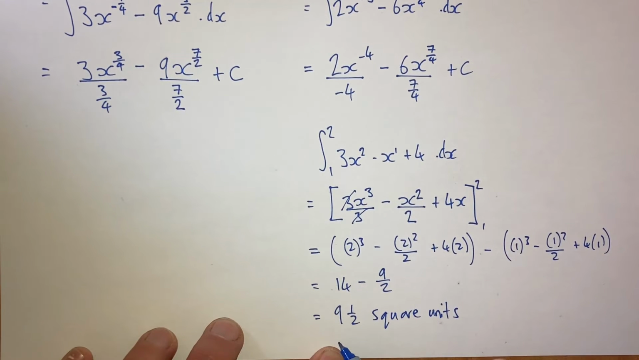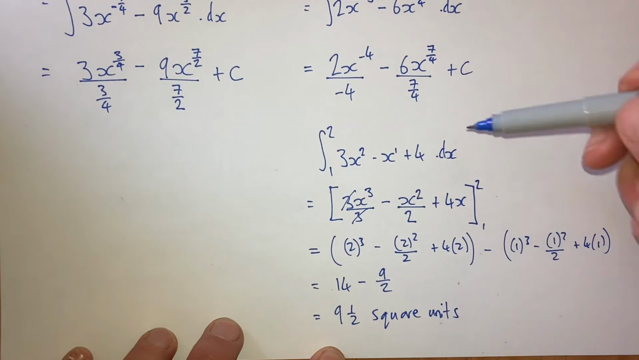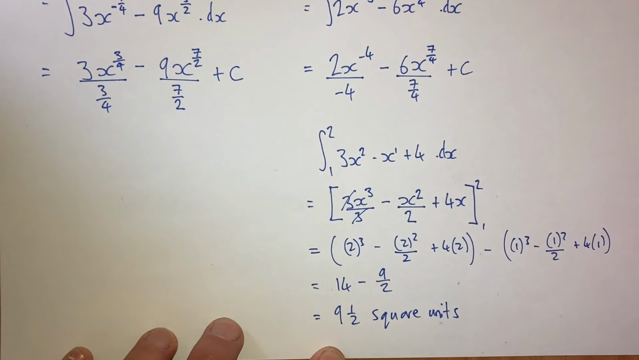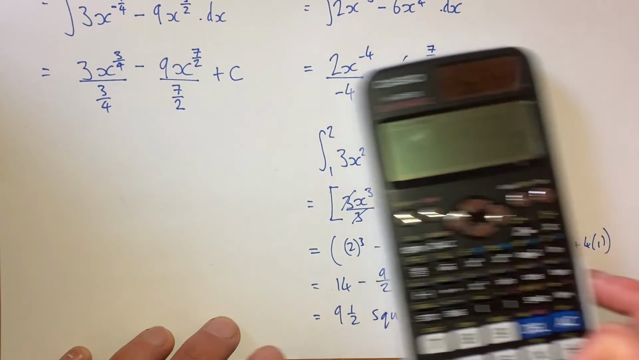So here we have an answer of 9.5 square units, and this actually represents the area between the curve and the x-axis. We can also check this answer on a calculator.